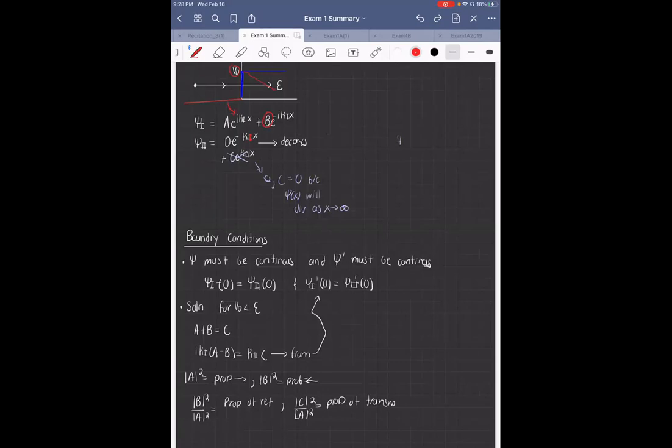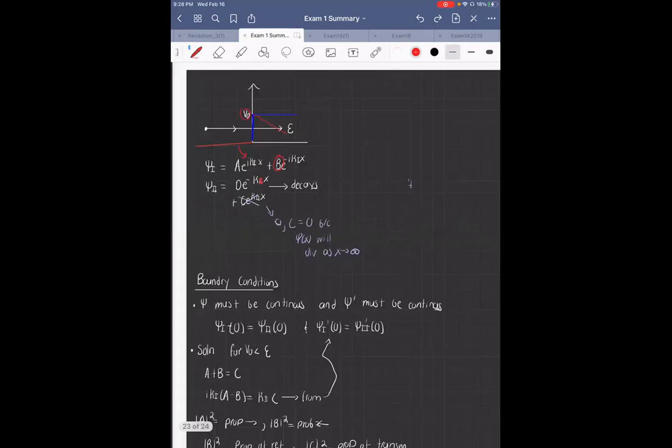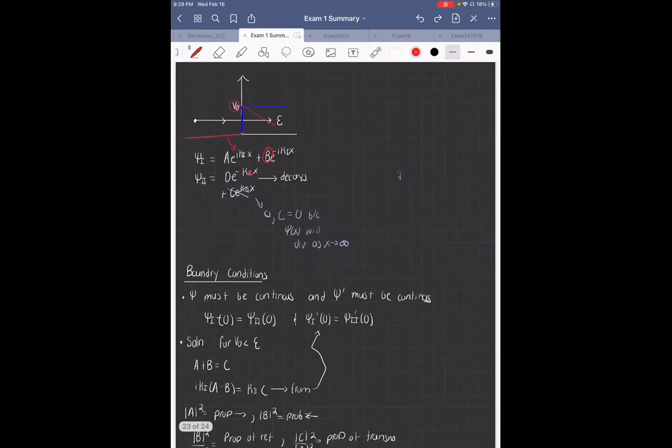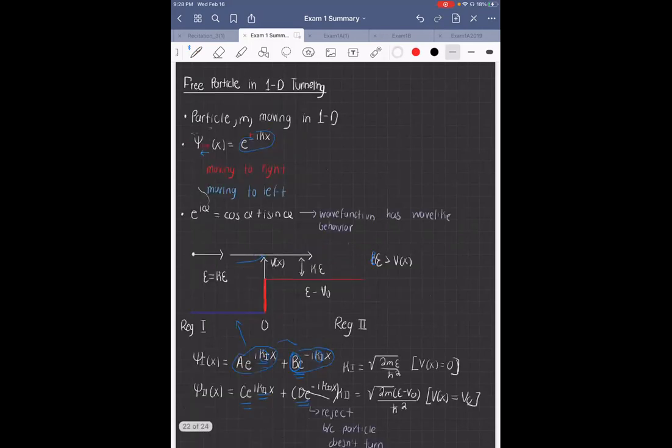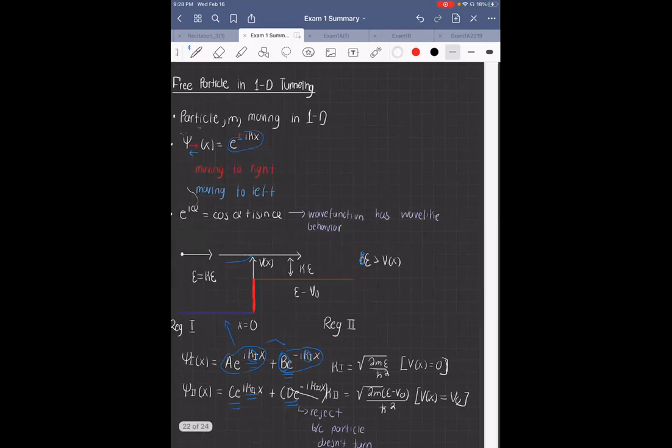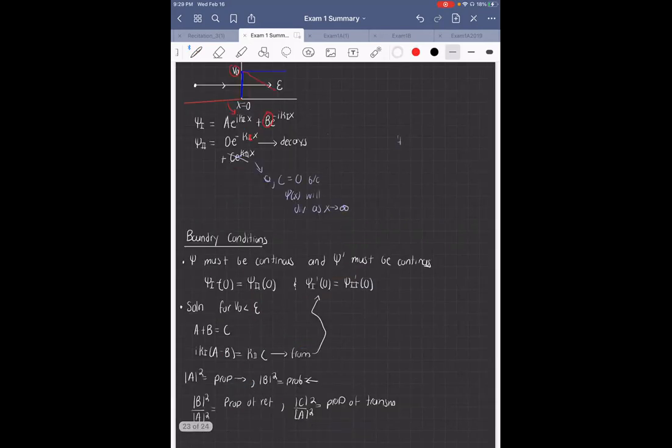All right, so let's go on to boundary conditions. We know that wave functions have to be continuous. So the wave function has to be connected at x equals 0, and this is x equals 0. Because of that, the wave function has to be continuous. So both the wave functions at each region have to be equal to each other, and their first derivatives have to be equal to each other.